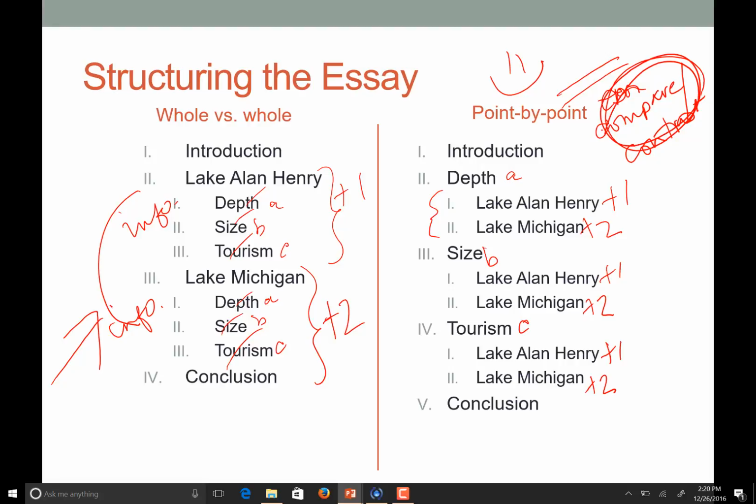So again, I think this one works better as a writer and as a reader. If you choose to use this one, of course, that is totally and completely up to you. But what I want you to remember is that you have to remind your reader that you are comparing and contrasting these two things. You're not just talking about this one and then talking about this one. You're talking about similarities and differences.